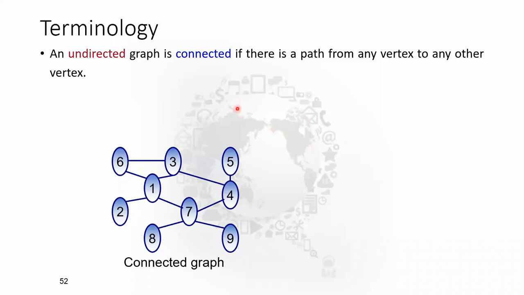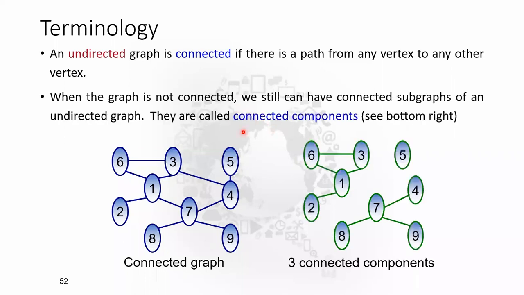Okay, so another one is the undirected graph. An undirected graph is connected if there's a path from any vertex to any other vertex. When the graph is not connected, we can still have connected subgraphs of an undirected graph. They are called connected components.